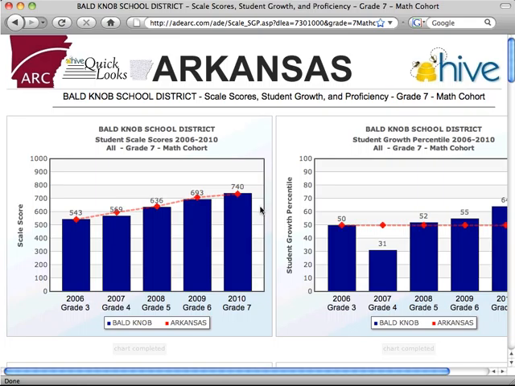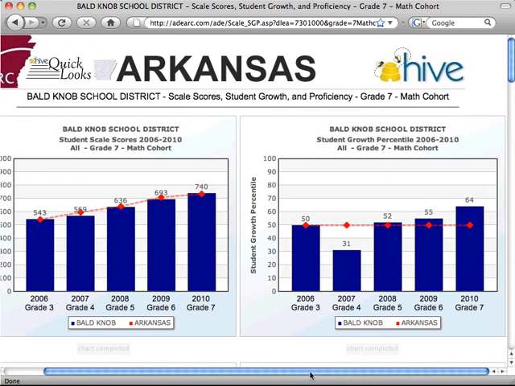As you can see in the chart on the left, the scores for the Bald Knob district, the blue bars, are pretty well aligned with the Arkansas scores, the red diamonds, from the time that these students were 3rd graders in 2006, all the way through their time as 7th graders in 2010. When we turn our attention to the chart on the right, however, looking at their growth, we notice more variation.